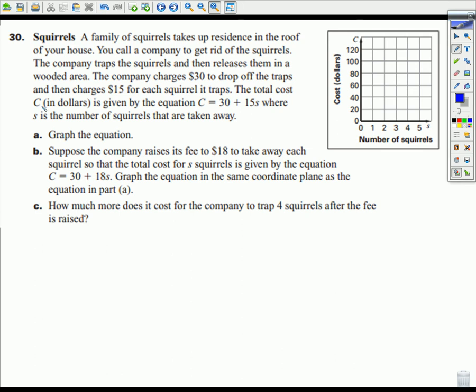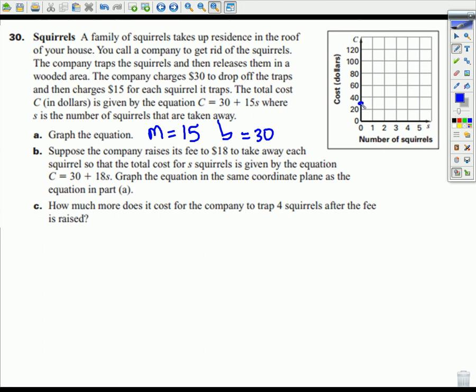So the total cost equation is cost equals 30 plus $15 per squirrel. And again, S is the number of squirrels taken away. So it is in slope-intercept form. My slope is the 15. It's the rate of change, $15 per squirrel. And my y-intercept is the 30. It takes $30 to take away the squirrel.